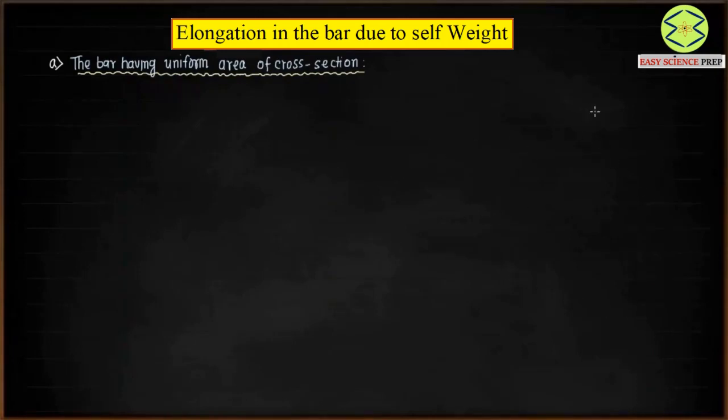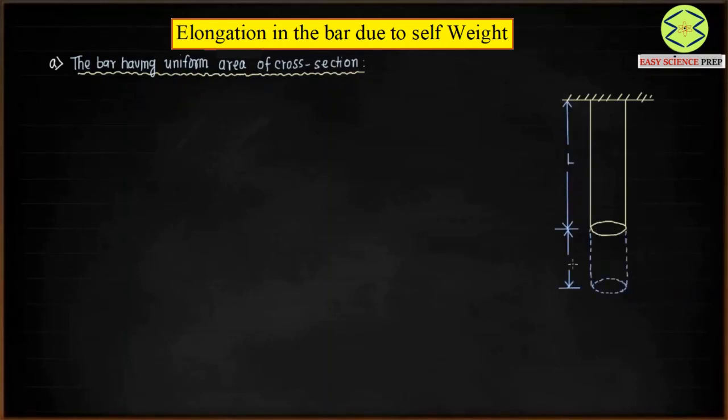So if you look here, we have got a bar. The bar is hanging vertically with the fixed support, and on account of its weight there will be some elongation in the bar. Let's say L is the original length of the bar, and this much portion which I have shown dotted is the elongation in the bar. I'm going to call it delta L due to its self weight. A is the area of cross section, and the area of cross section is uniform throughout.